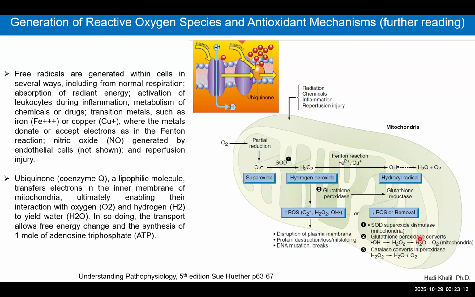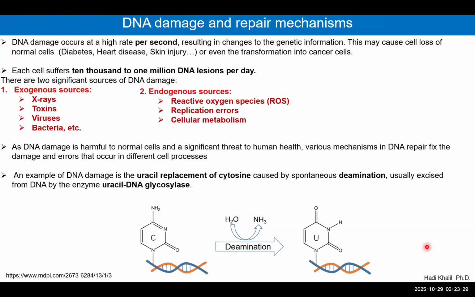So the removal, it's written here for you. I really want you to remember this very well: the superoxide dismutase, the glutathione peroxidase, and the catalase. Okay, I want you to remember this one very well. So reactive oxygen species could be generated endogenously or from exogenous sources.